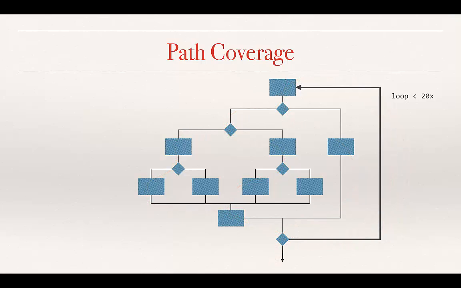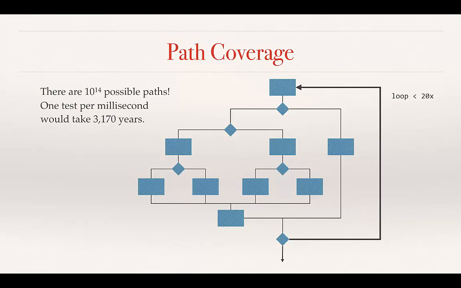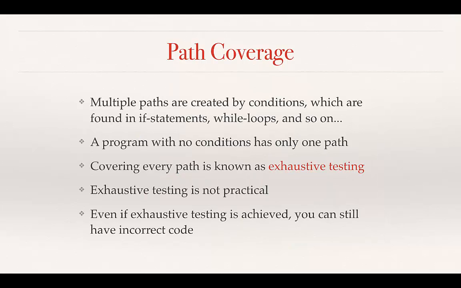So, given that what we just saw is only one path, how many paths exist through this code? The answer is a lot. There are 10 to the 14 possible paths through this code. If we tested one path per millisecond, it would take 3,170 years to cover all the paths. This is why covering all possible paths, which is often referred to as exhaustive testing, is not something that is practical to do.